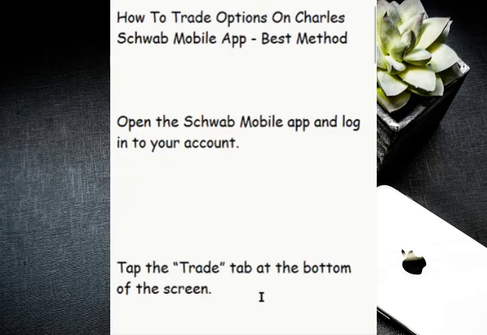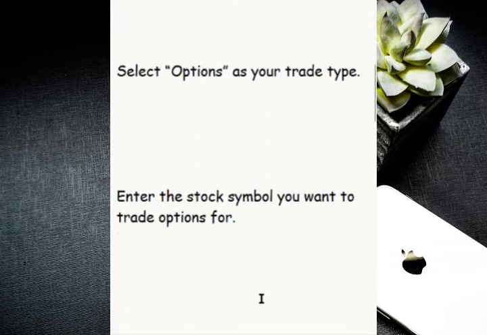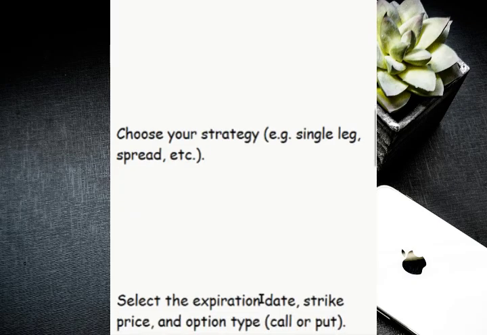Then from there, tap the trade tab at the bottom of the screen. Then select options as your trade type. Then enter the stock symbol you want to trade options for. Then choose your strategy, which is a single leg or a spread.